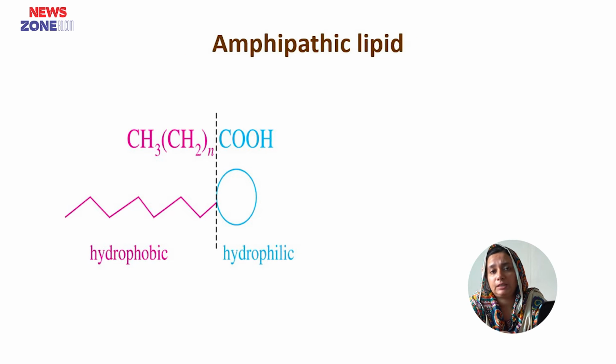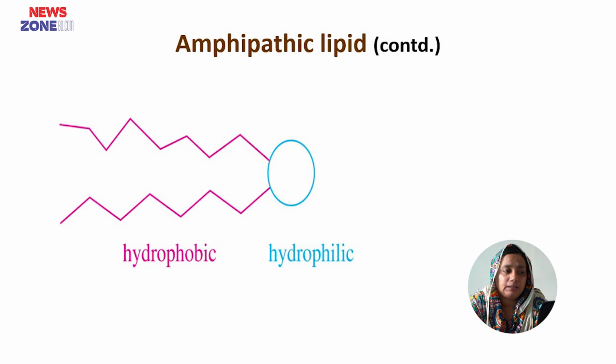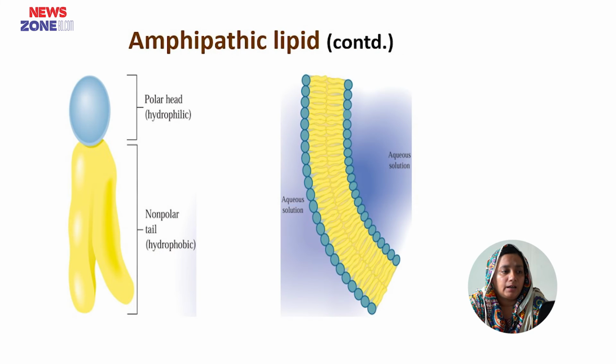And amphipathic lipid. Amphipathic means the lipid behaves as both hydrophilic and hydrophobic. That means sometimes they are partially soluble in water, and also partially soluble in fat solvent. This kind of lipid is known as amphipathic lipid. In amphipathic lipid, there is a polar head that is hydrophilic in nature and a non-polar tail that is hydrophobic in nature. Amphipathic lipids are usually present in the cell membrane.